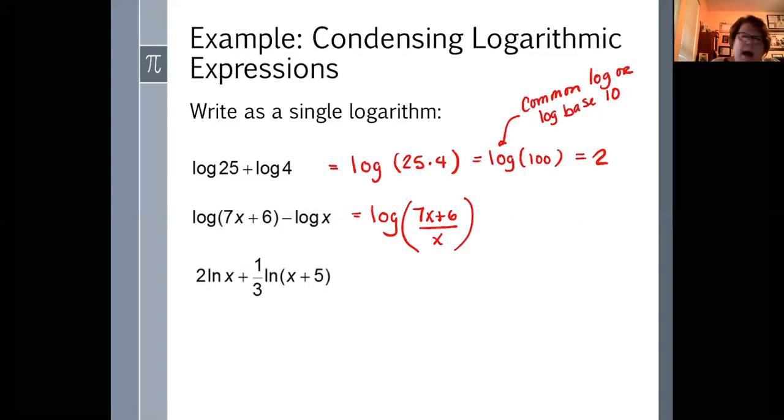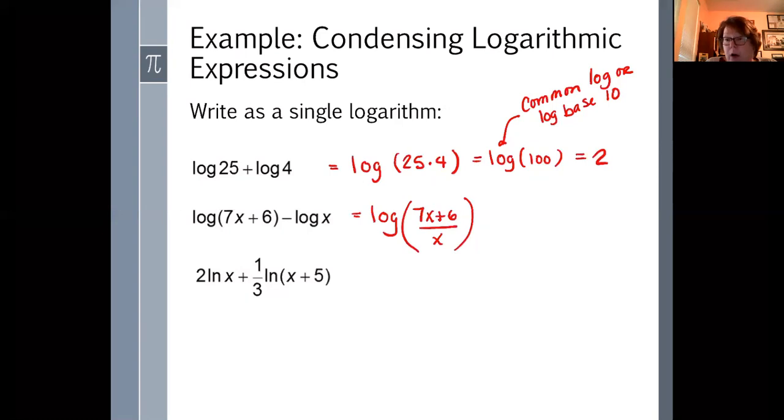Now you know how to evaluate an expression. For a particular x, you would substitute that value in for your x. You would find the quotient, and then you could take the logarithm of that quotient. So I need to put that in parentheses so I know I'm taking the logarithm of that entire expression. All right, the last one we have here, we have 2 times the natural log of x plus 1/3 times the natural log of x plus 5.